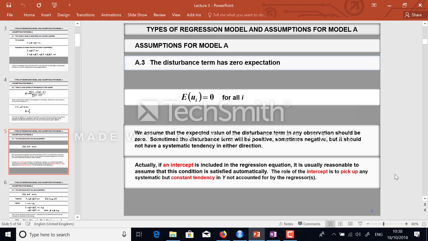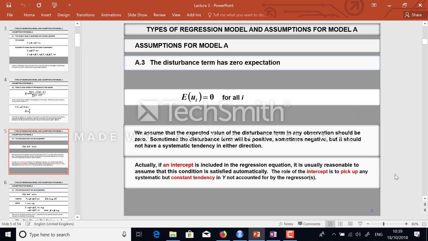That's the idea here. When you sum the errors, the positive is expected to cancel the negative. However, if there is any constant, non-zero value of error, it's usually absorbed by the intercept. That's why we need to include the intercept, so that we can achieve the assumption that the expected value of ui is equal to 0. Does this make sense to you guys? These assumptions are the building blocks of regression analysis.